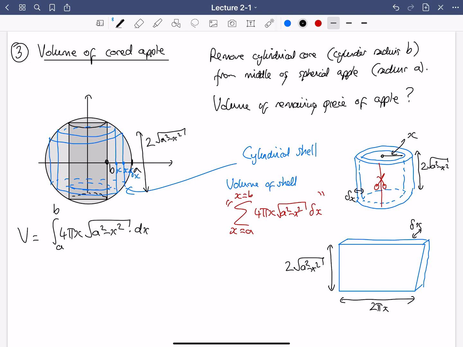Hopefully you see how I'm doing this, and my picture was particularly bad here. But I'm cutting it up into these very little thin cylindrical shells, and I'm adding up the volumes of all of those shells. So now we've got to calculate that integral. So actually this turns out to be quite an easy one.